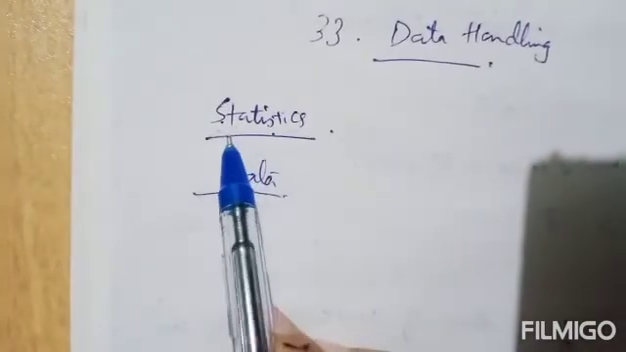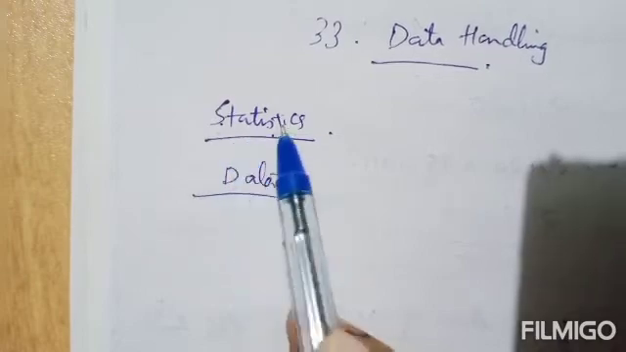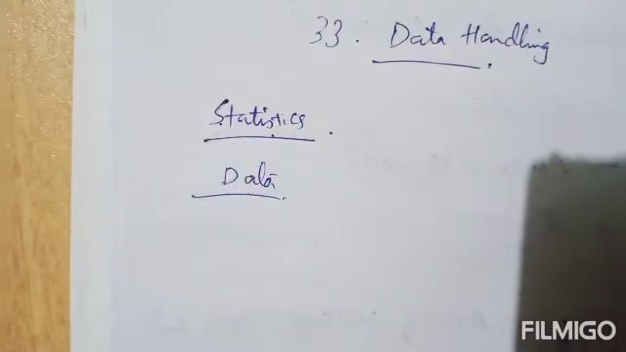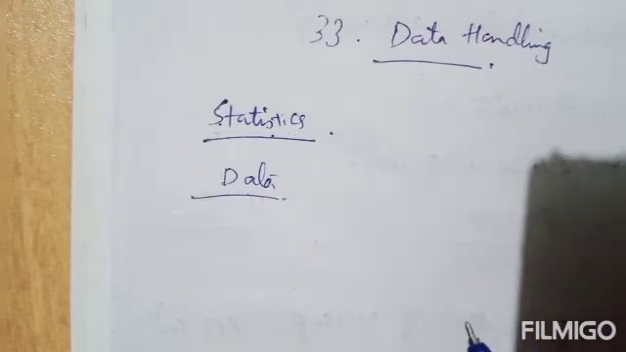Okay, so what do you mean by statistics? Statistics is the science that deals with the collection, classification, tabulation, representation and interpretation of data. So statistics means you collect data, then classify it, tabulate it, then for representation you represent it in graphs, and interpretation of data. Okay, so the science that includes these processes is called statistics.